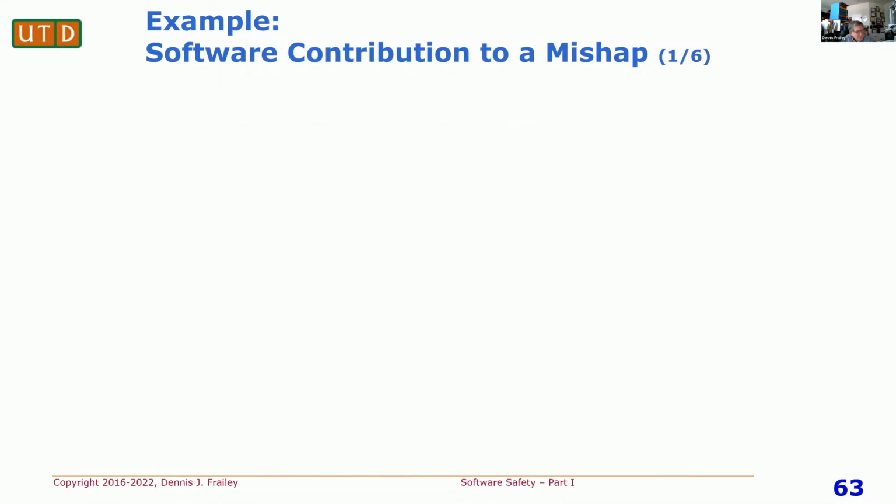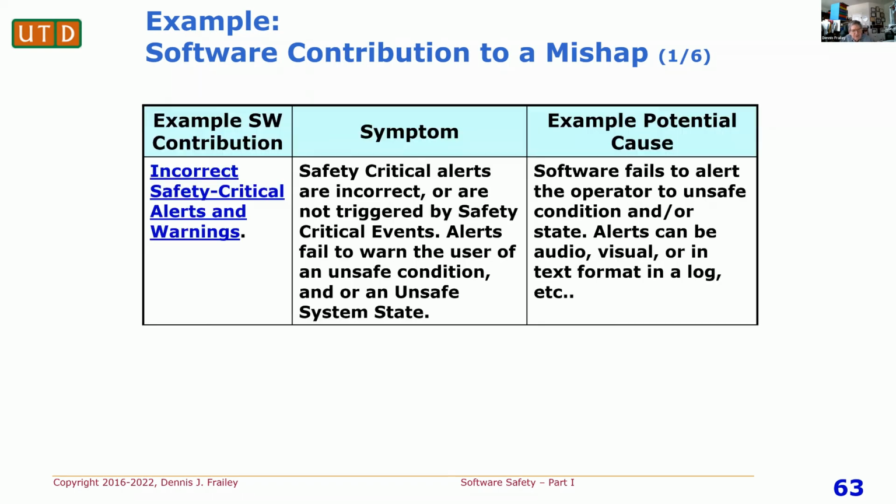Now, here are some specific examples. And these are, again, examples of general categories. The first example is an incorrect safety critical alert. In other words, you send an alert that is incorrect or it shouldn't have been sent. You send an alarm that should not have been sent. It was accidentally sent.